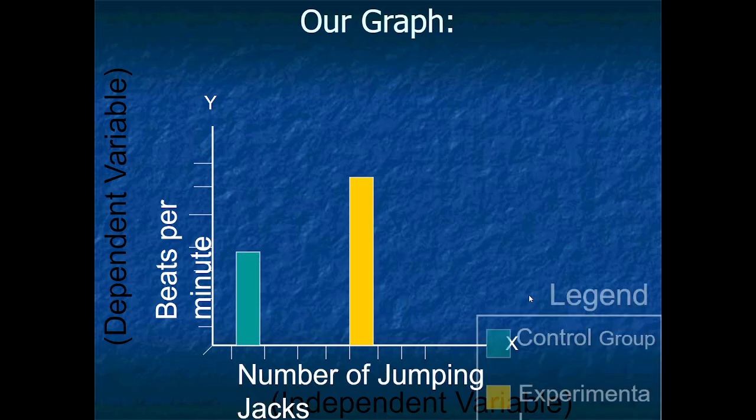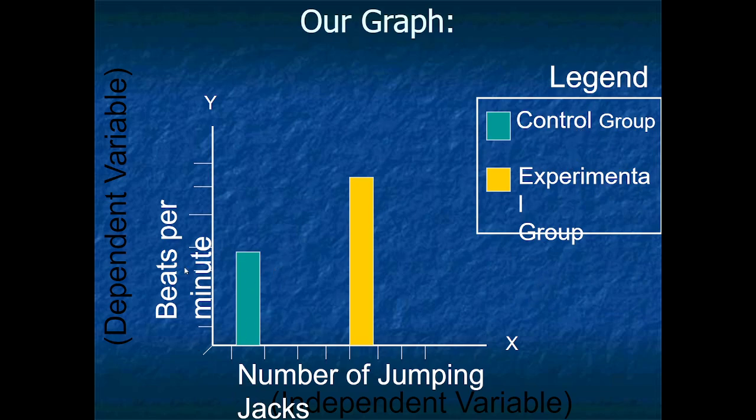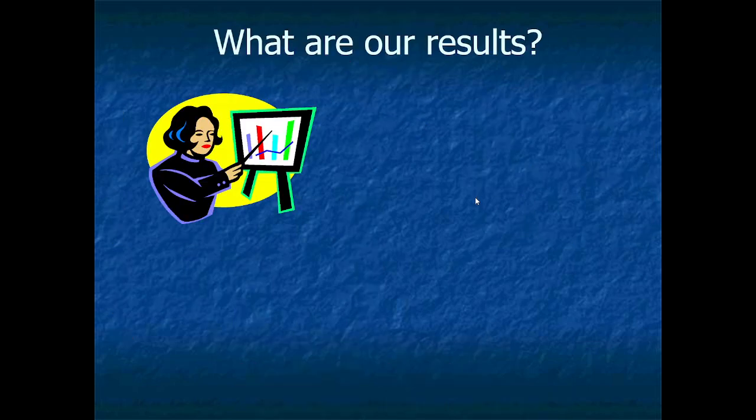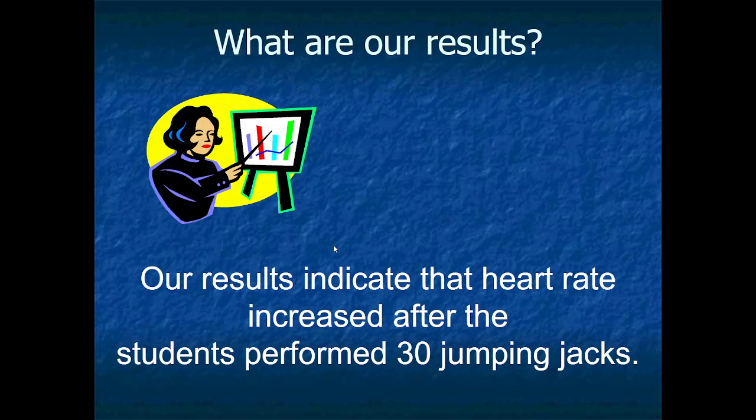And as we fill out the bar graph, you'd see the blue is the control group and the yellow is the experimental group. And the title, the effects of exercise on heart rate. What are our results? Our results indicate that the heart rate increased after students performed 30 jumping jacks.